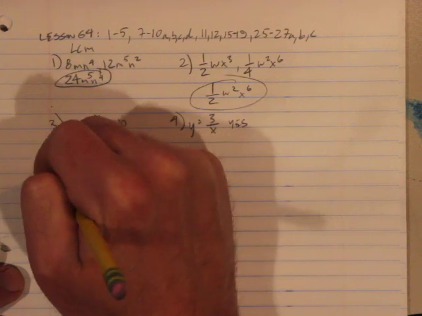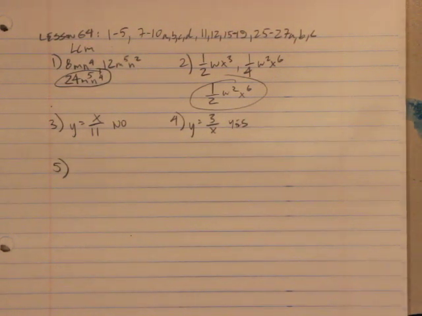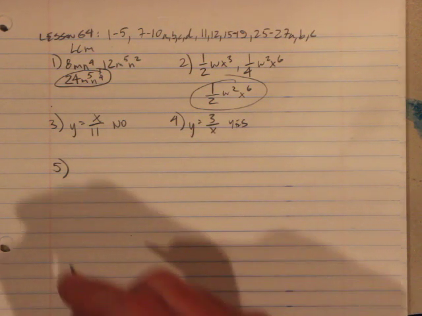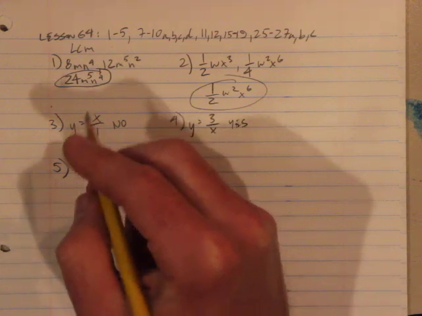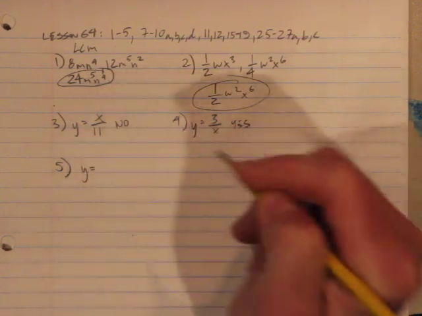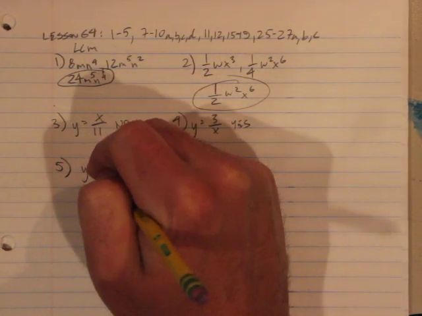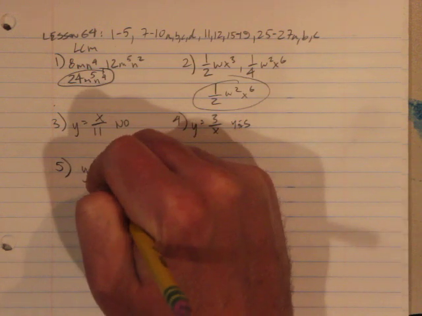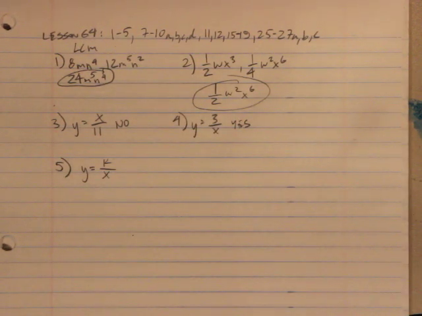For number 5, if y varies inversely as x and y equals 24 when x is 99, estimate the value of y when x is 50. If y equals 24, let's write this as y equals k over x. And that's what we'll use as our inverse variation equation.